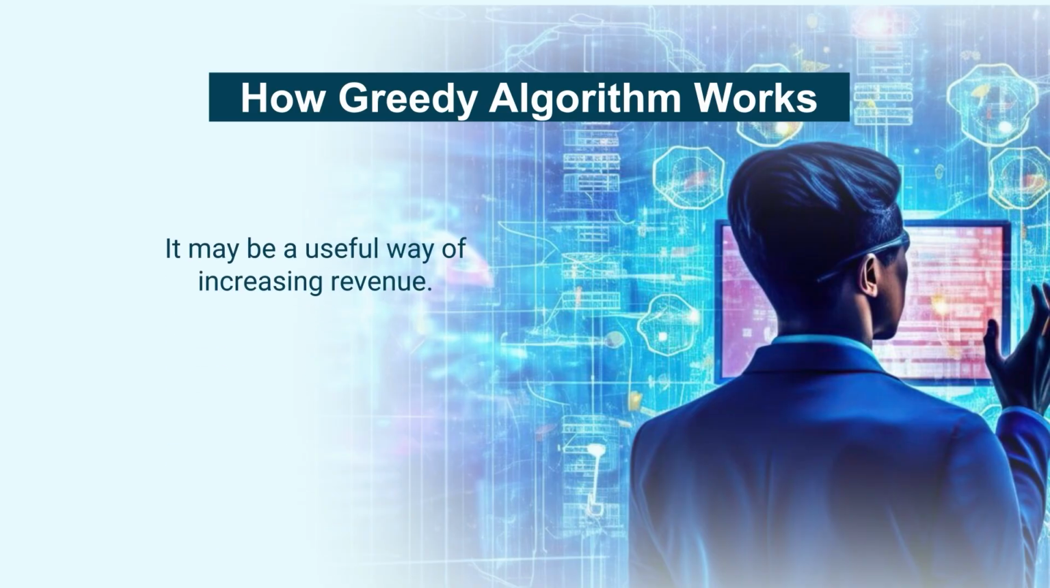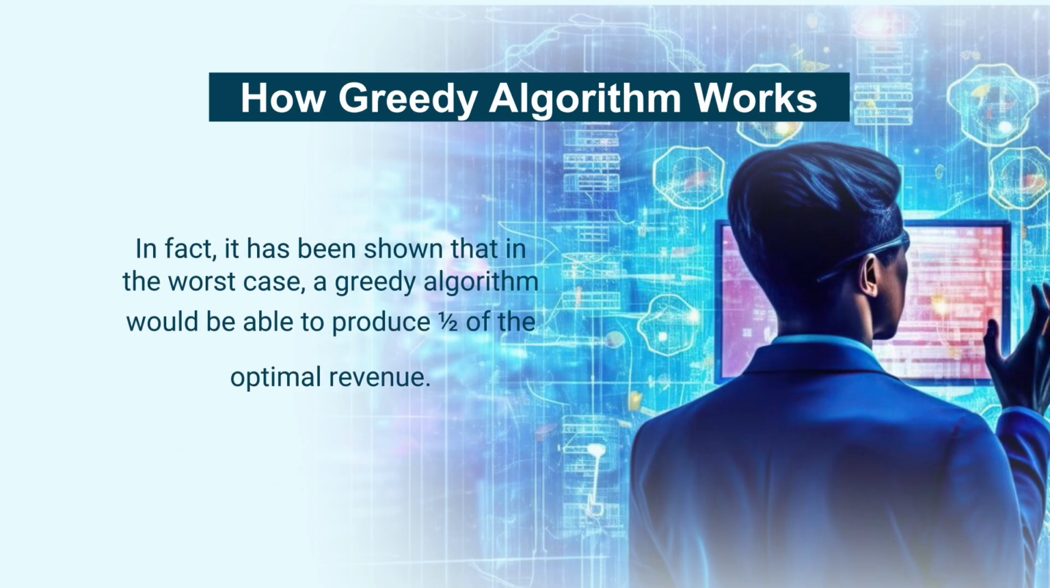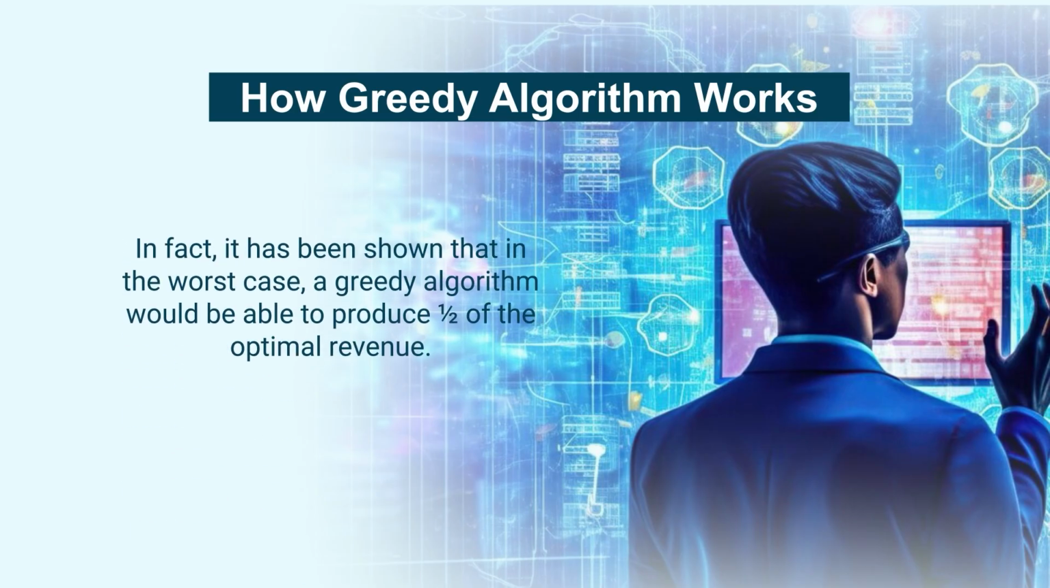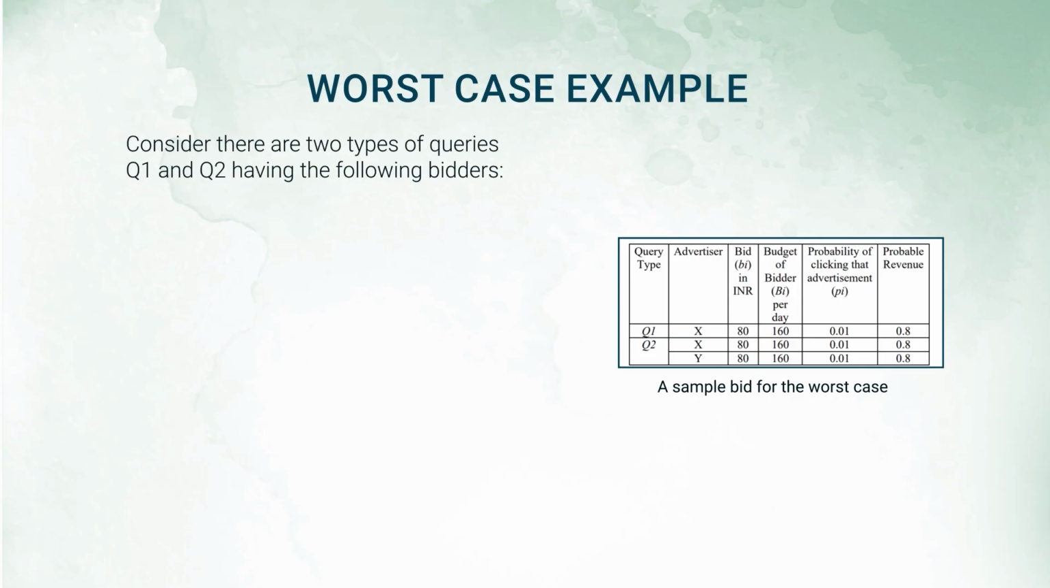So it may be a useful way of increasing revenue, but it may not be able to provide the optimal possible revenue. In fact, it has been shown that in the worst case, a greedy algorithm would be able to produce half of the optimal revenue. How? Now consider this worst case example.